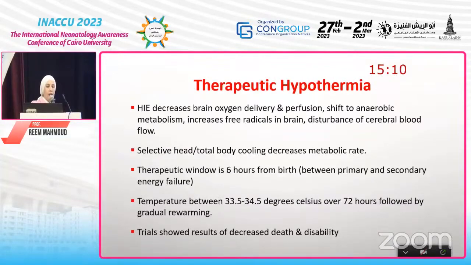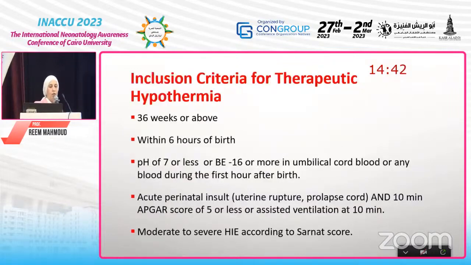Therapeutic hypothermia made a revolution and drastic change in the management of perinatal asphyxia in the neonatal ICU. A very simple idea: we just cool the baby to a core temperature of 33 to 34. The metabolic demands of the baby decrease, so the amount of oxygen available to the cells is sufficient. There is a therapeutic window of 6 hours from birth to prevent a reperfusion injury. We cool to 33 to 34 degrees centigrade.